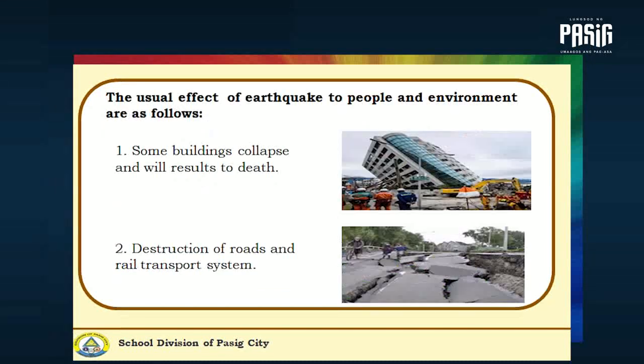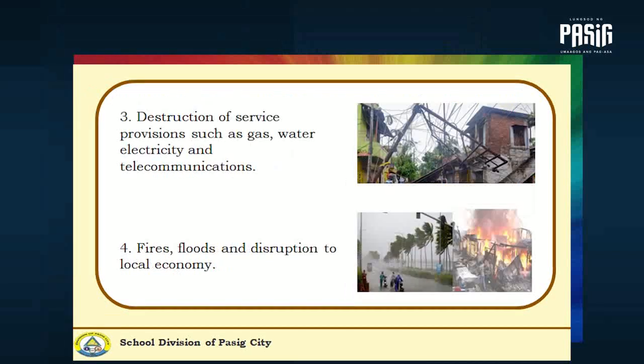What are the usual effects of earthquake to people and environment as follows? 1. Some buildings collapse and will result to death. Another is destruction of roads and rail to transport system. Destruction of service provisions such as gas, water, electricity, and telecommunication.